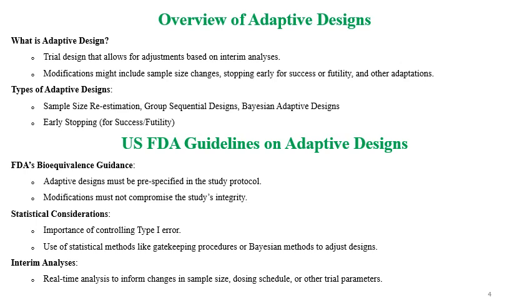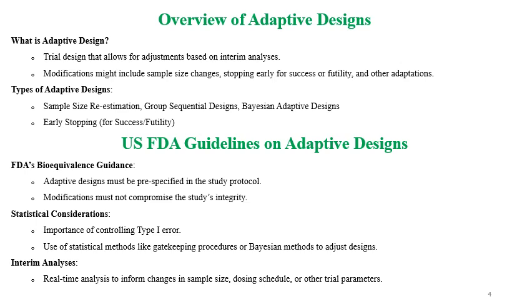What is adaptive design? It is a trial design that allows adjustment based on the interim analysis. Modifications might include sample size changes, stopping early for success or failure, and other adaptations. So based on the output of the design or study, you can modify. Types of adaptive designs.